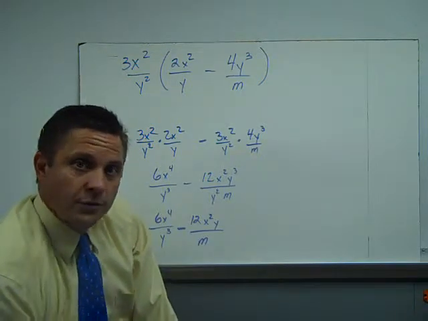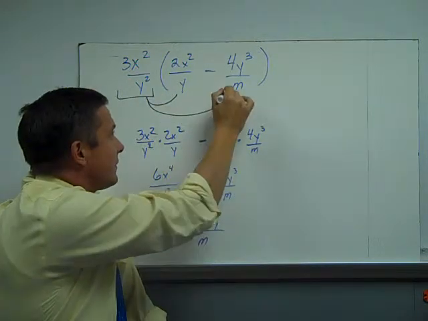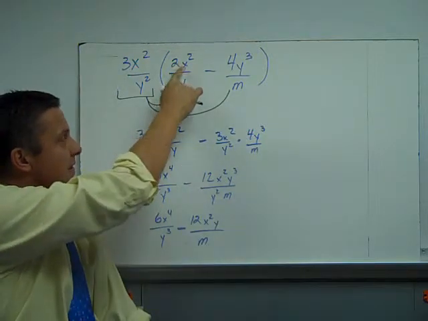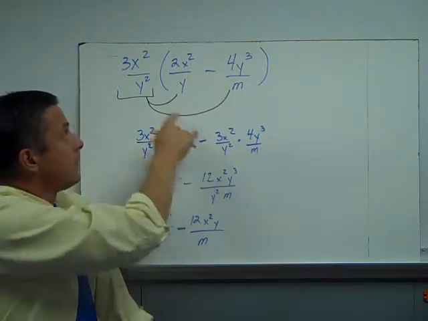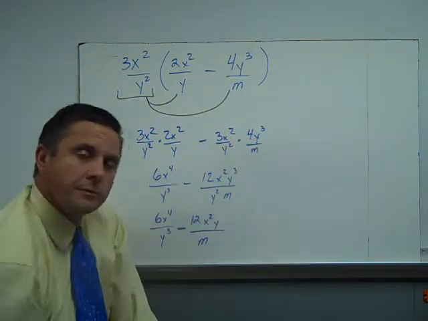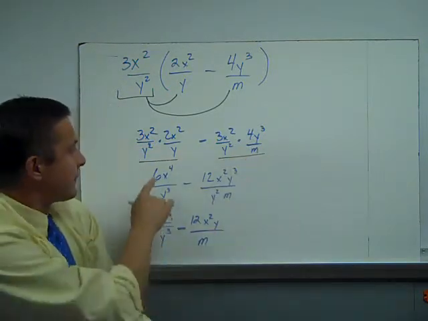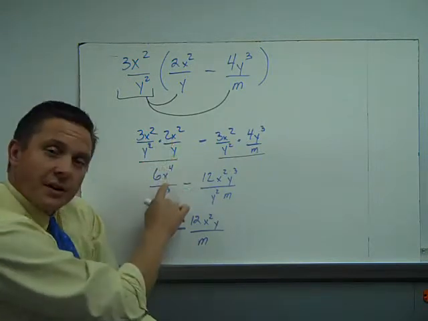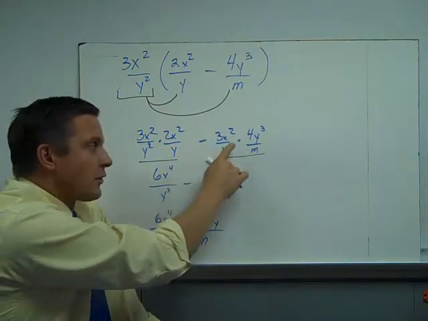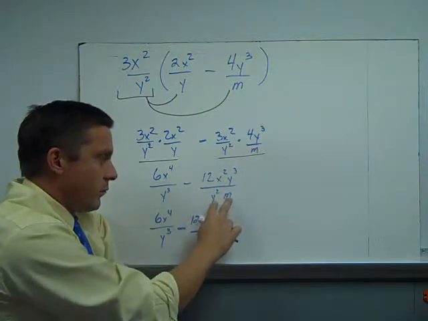Now, all we do is the same thing. The outside, this one thing, multiplies the inside. 3x squared over y squared, the first, times the inside, 2x squared y. Sign comes down. The outside, 3x squared over y squared, times the inside, 4y cubed over m. And then I simplify each individual term. 3 times 2 is 6, x squared times x squared is x to the fourth. y squared, y, 3 y's, so y cubed. In the other term, 3 times 4 is 12, x squared y cubed on top. On the bottom, y squared m, right amount.